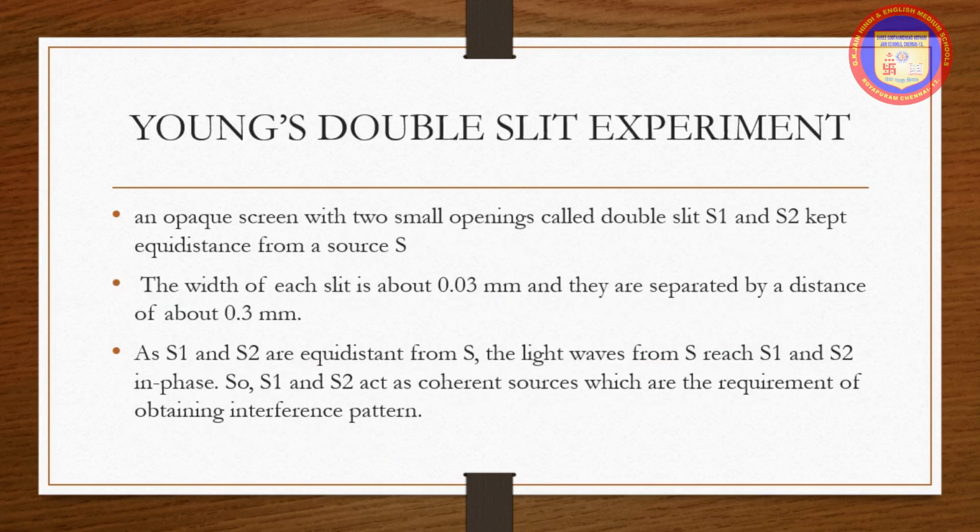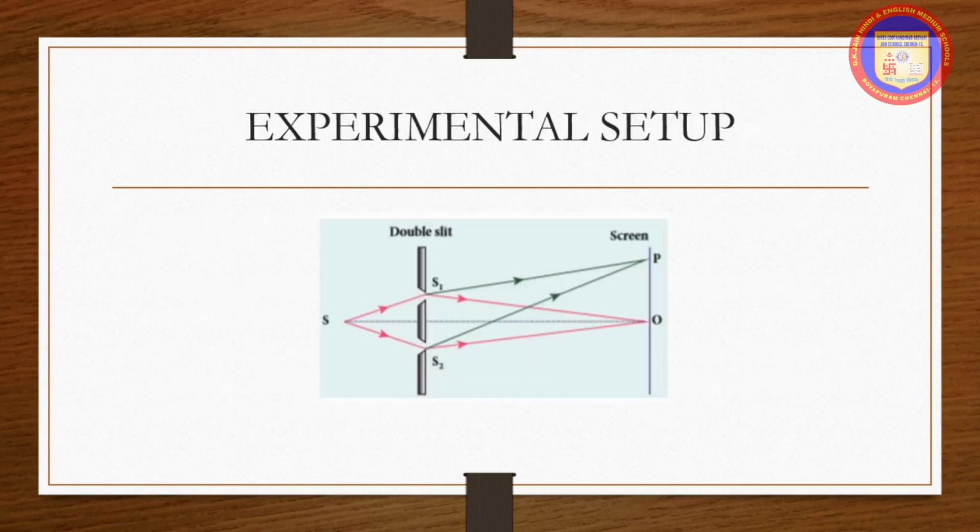Next, we'll go into Young's double slit experiment. Young, a British physicist, used an opaque screen with two small openings called double slit S1 and S2, kept equidistant from a source S. The width of each slit is about 0.03 mm and they are separated by a distance of about 0.3 mm. As S1 and S2 are equidistant from S, the light wave from S reaches S1 and S2 in phase, so S1 and S2 act as coherent sources, which are the requirement of obtaining an interference pattern. So this is the experimental setup.